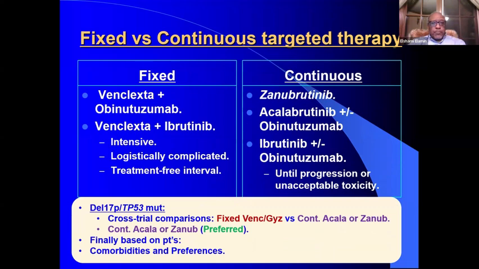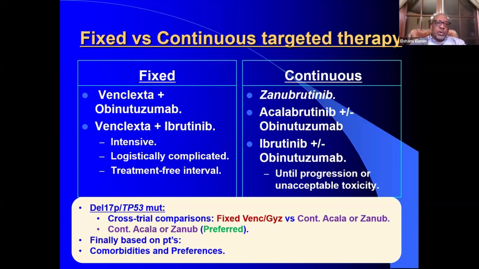So now, a patient with deletion 17p or TP53 mutation. The cross-trial comparison looked at fixed Venclexta and Gazyva, which is obinutuzumab, versus continuous Acala or zanubrutinib. For patients with deletion 17p, continuous Acala or zanubrutinib is preferred. That's the preferred regimen for that kind of mutation.